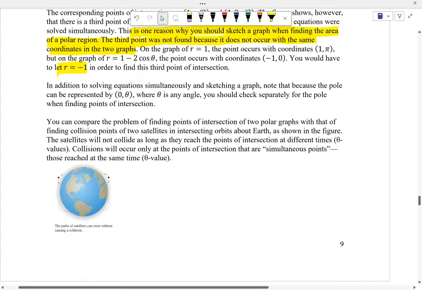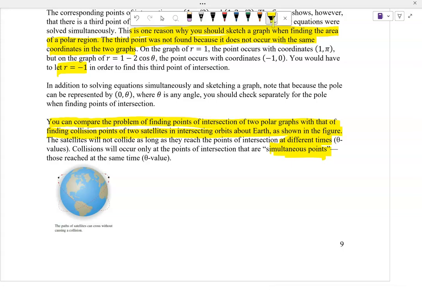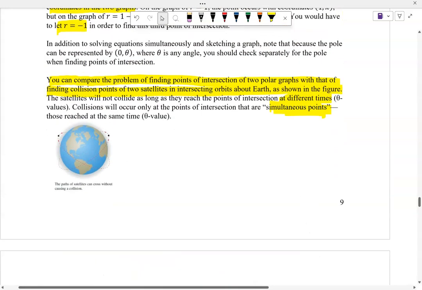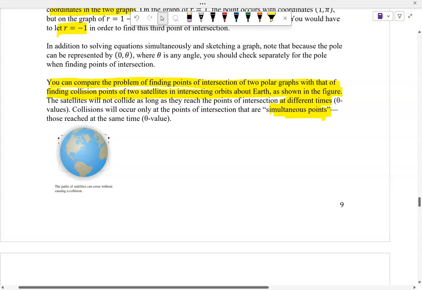And finally, I like this commentary here. You can compare the problem of finding points of intersection of two polar graphs with that of finding collision points of satellites. Satellites will not collide as long as they reach the point of intersection at different times. Collisions will only occur when you have simultaneous points, when they're reached at the same time or θ value. That's the only time that the satellites would collide. And I'm going to end it right here and start another video for the next part.